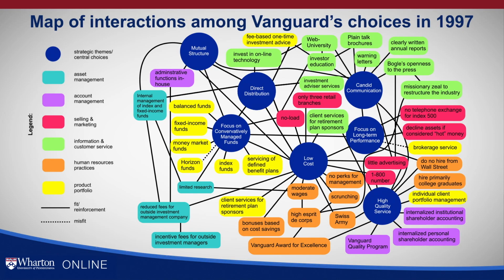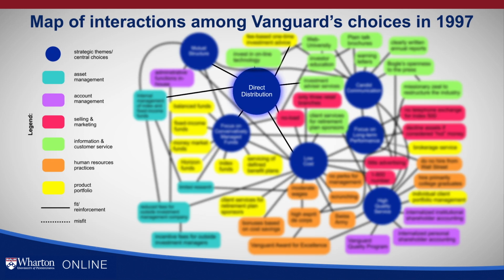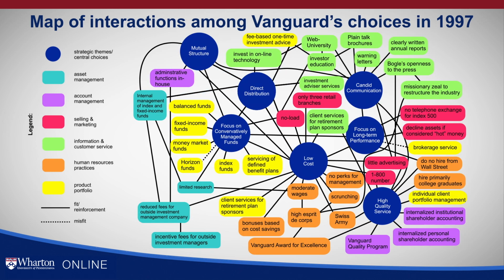And so when I did this, yes, I came up with a fairly large system with lots and lots of choices and lots of interdependencies. And there were some surprises. For instance, direct distribution, which I hadn't identified early on as a key choice, really came out as one of these very central choices where lots of lines were coming out of it. And so as I was iterating on this process, I decided this really had to become one of the core central choices that Vanguard had engaged in.